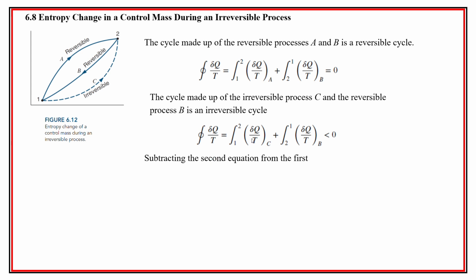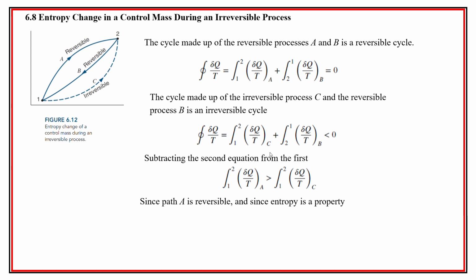So if you subtract these two equations, the one above and the one below, you can see that the portion from A is going to be greater than that of C. Since path A is reversible, and since entropy is a property, we can define these things. Now just replace them with the entropy and say that the integral of this, S, is going to be greater than the change in heat divided by temperature, right?